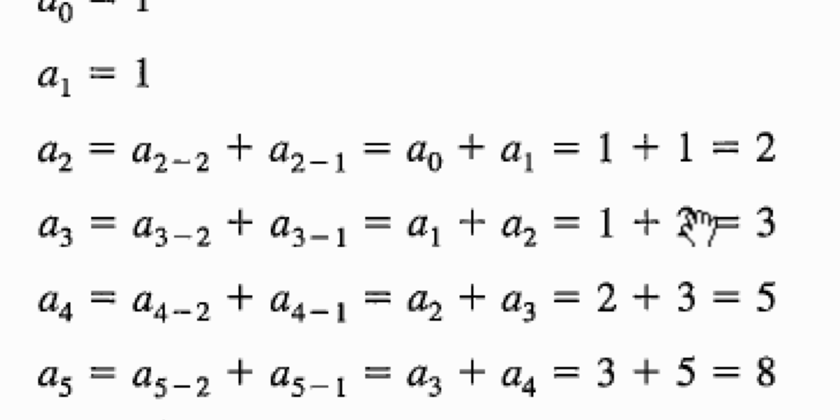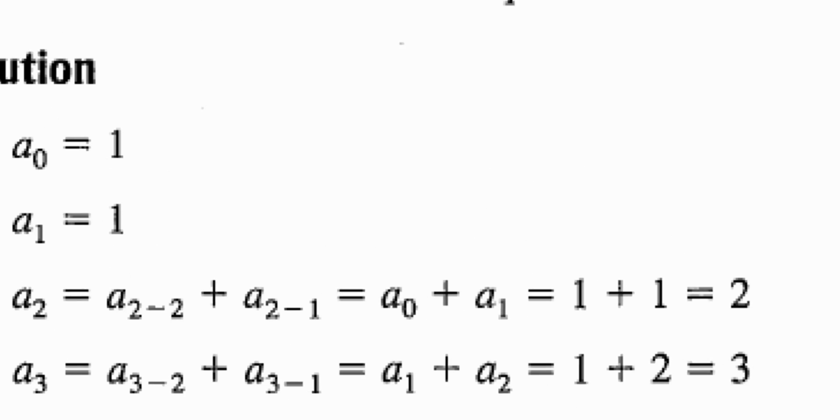Now here's where things really start to get interesting. A sub 4 is a sub 4 minus 2 plus a sub 4 minus 1, which is a sub 2 plus a sub 3, which is equal to 2 plus 3, which is 5. A sub 5 is a sub 5 minus 2 plus a sub 5 minus 1, which is a sub 3 plus a sub 4, which is 3 plus 5, which is 8.